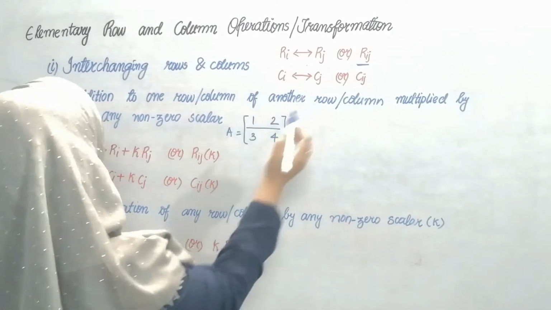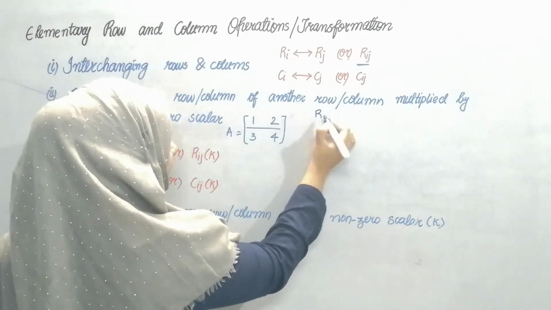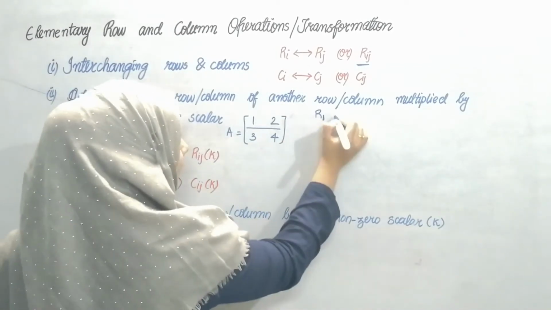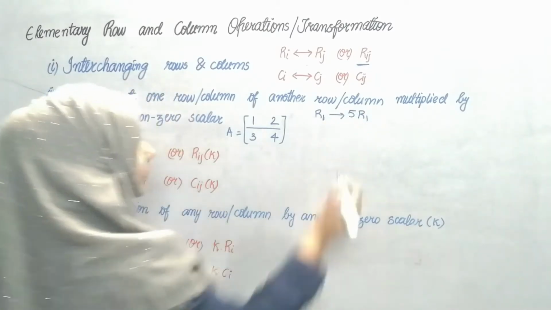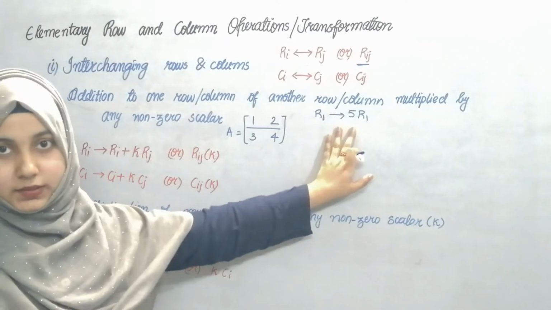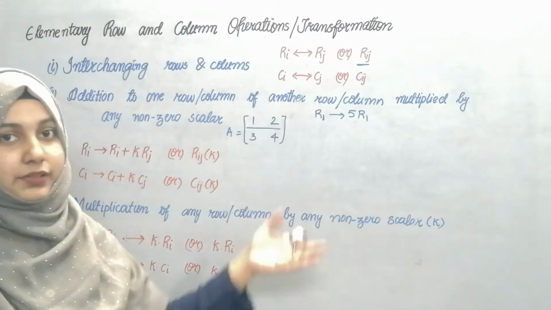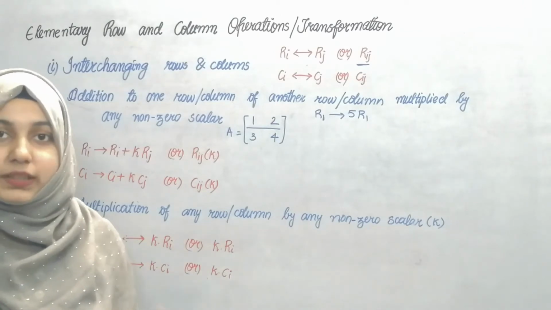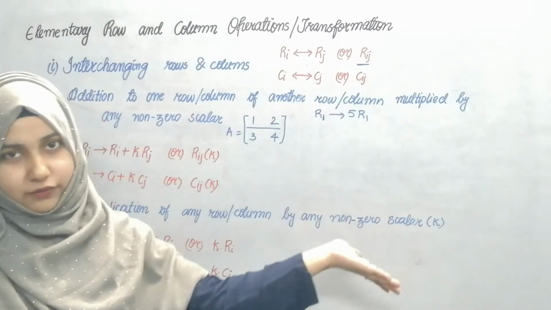So what happens here? How will it look like? How I need to write? I'm changing the first row. How? I'm going to multiply the first row with 5. This is how I need to represent. Okay. Why you need to represent? Because if you write down just the matrices, how you will know which operation to perform on which matrix? You need to specify it obviously, right?